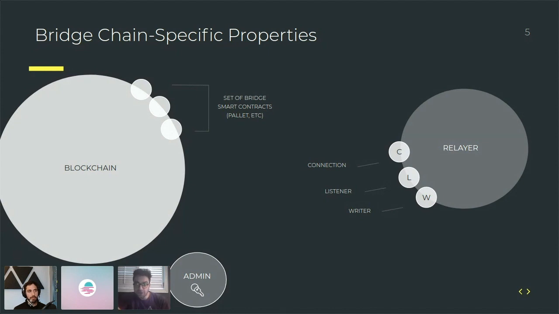And then on the relayer itself, which is the off-chain piece, we have three main components. The connection, which effectively bridges us from chain A to whatever chain, so we can actually see it.